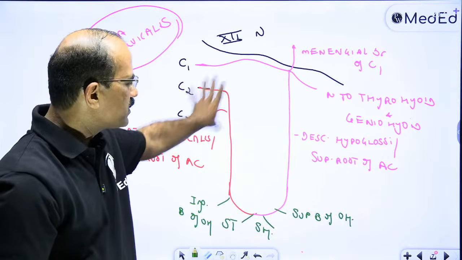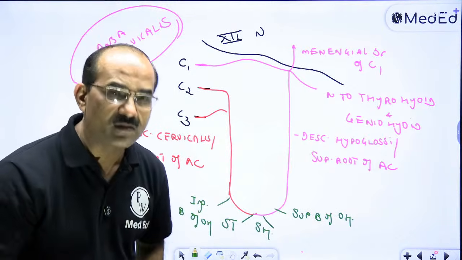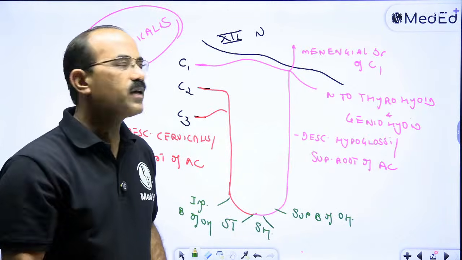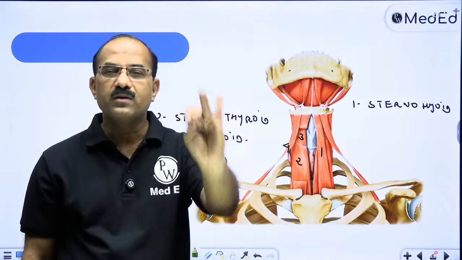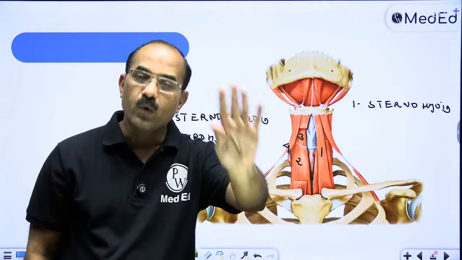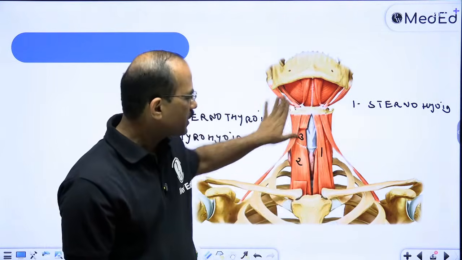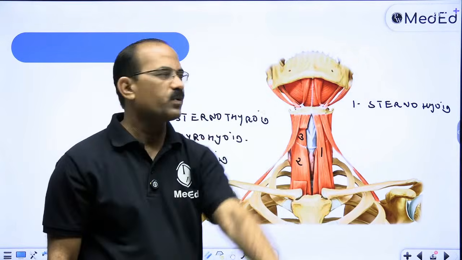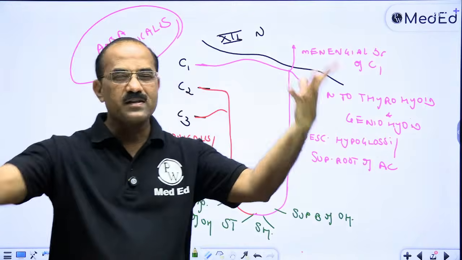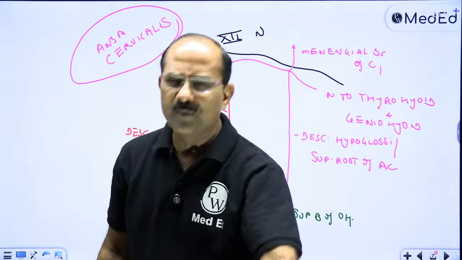So this is Ansa cervicalis, and it is going to supply the strap muscles. Which are the strap muscles? These are the strap muscles: sternohyoid, sternothyroid, thyrohyoid, and omohyoid. Now tell me, children, all the strap muscles are supplied by Ansa cervicalis except, can you answer this? That's a very, very important MCQ.